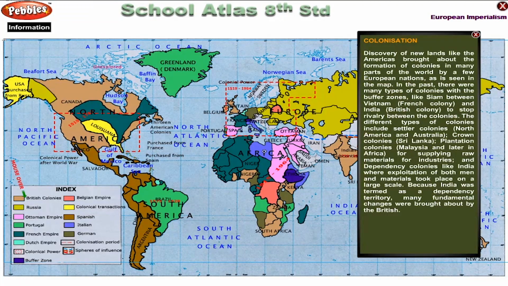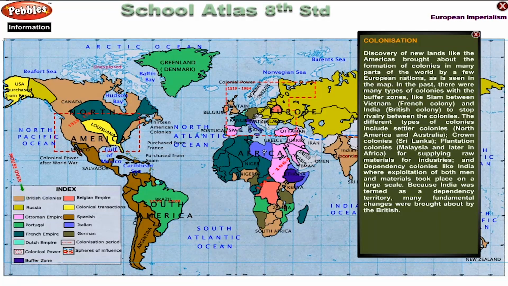Colonization. Discovery of new lands like the Americas brought about the formation of colonies in many parts of the world by a few European nations, as is seen in the map. In the past, there were many types of colonies with the buffer zones, like Siam between Vietnam, French colony, and India, British colony, to stop rivalry between the colonies.